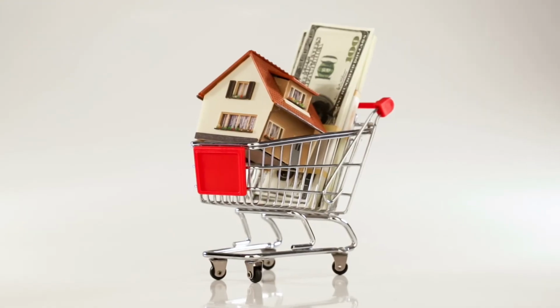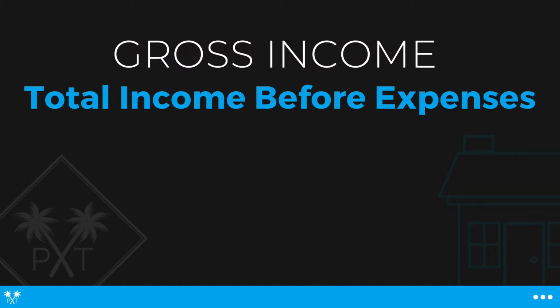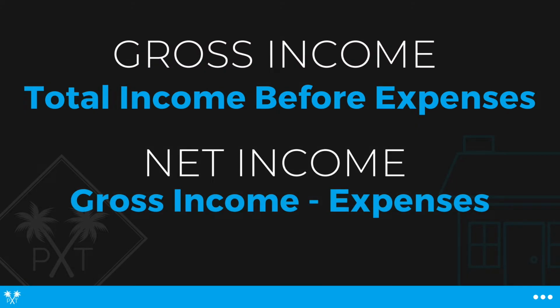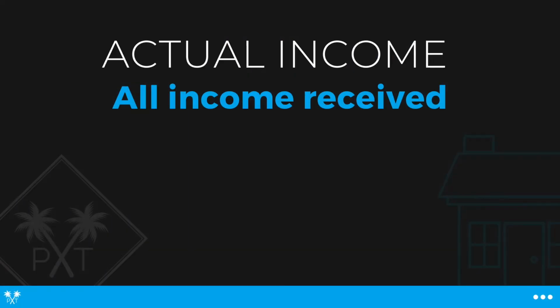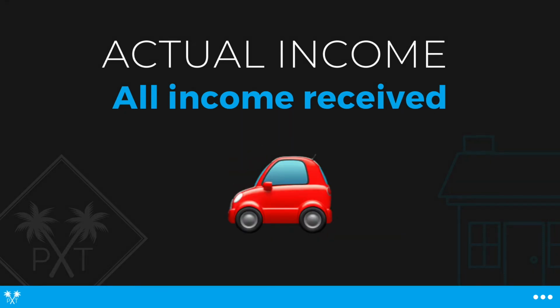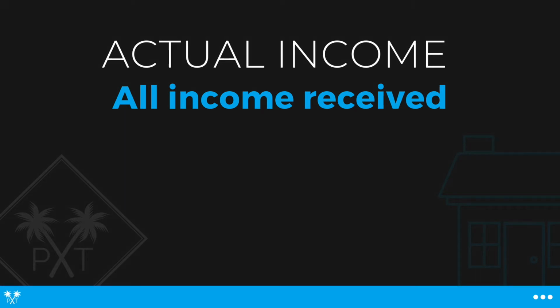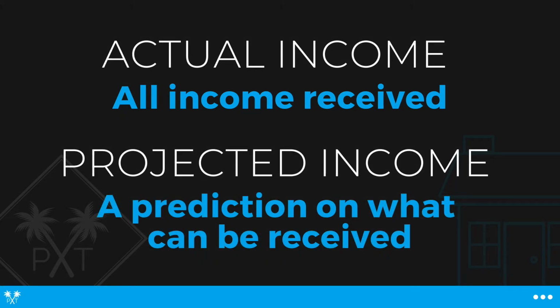When we talk about income on a surface level, there are two types. You have gross income, which is total income on the property before any expenses, and then net income, which is gross income minus expenses. Digging into this further, you'll have actual income, which is how much income the property is getting from things such as rent, laundry, parking, or storage, any income that's coming in on behalf of the property. And then you have projected income, which is the predicted amount if current tenants were to move out and you brought a new tenant in.